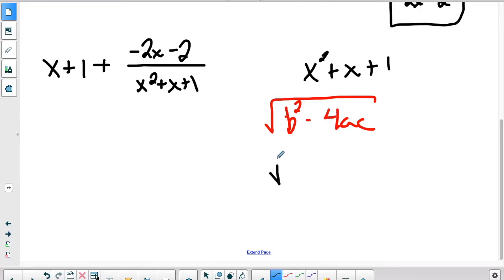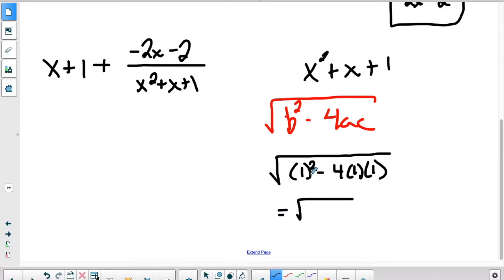When I check this, our b in this case is 1, so we have the square root of 1 squared minus 4 times 1 times 1. Plugging all of this into the calculator and simplifying, I get negative 3, which is i square root of 3. What this tells me is that this is not factorable. I can't break it up, so that's as simplified as it gets. Which means that because this is the only set of factors in the denominator, we are done.